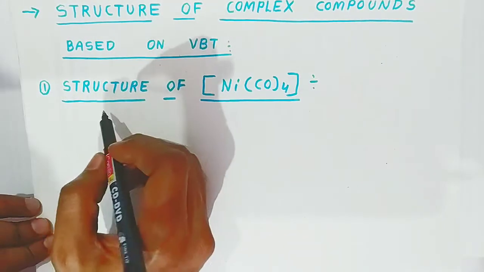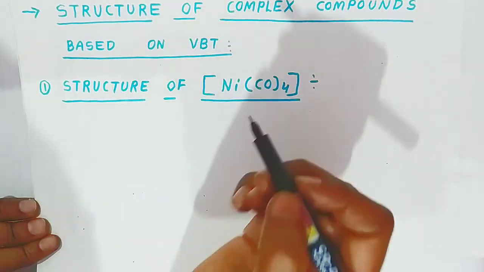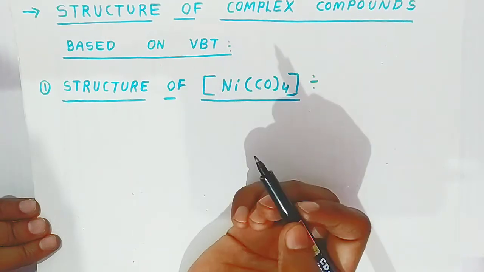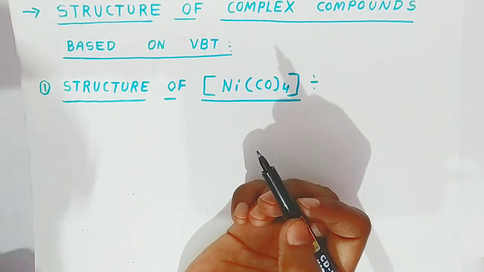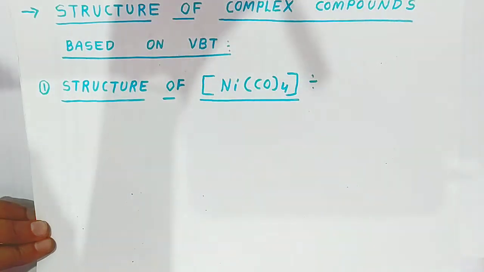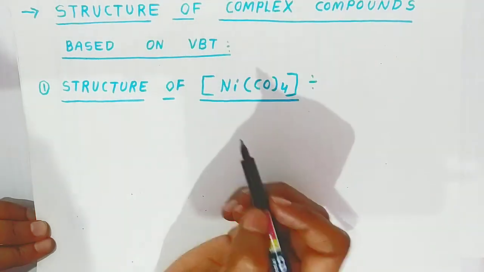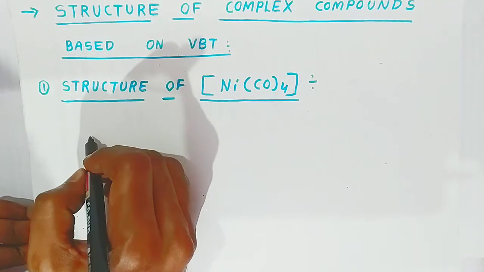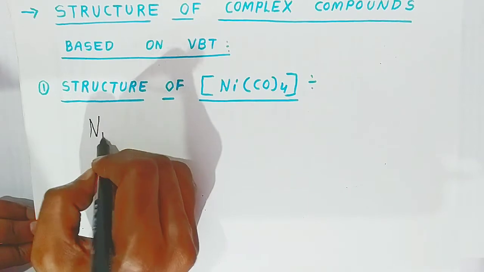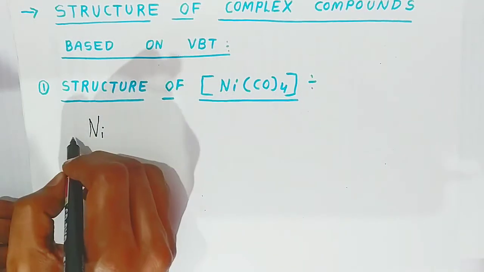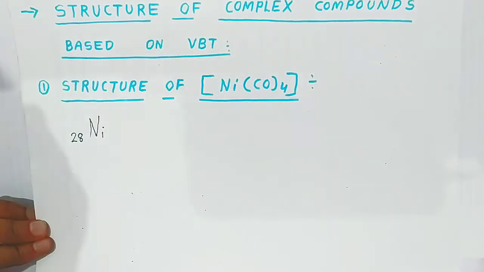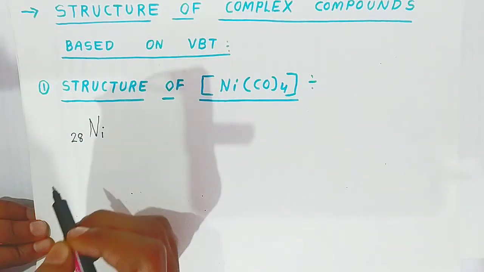So what is the atomic number of nickel, students? If you know the atomic number, you can write the electronic configuration, and with the help of the electronic configuration, you can explain the structure. Without the atomic number you can't write the electronic configuration. So our first requirement is the atomic number of nickel. It is 28. Is it correct? 28 is the atomic number of nickel.